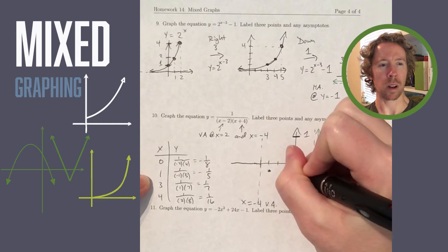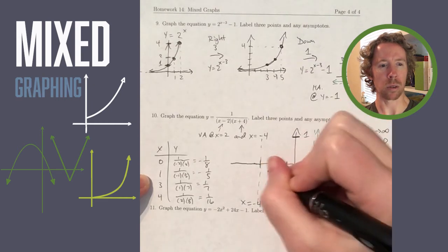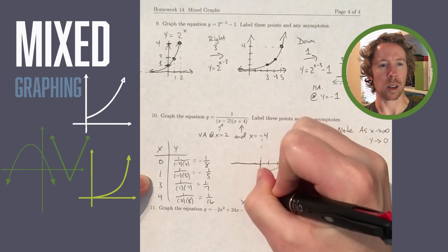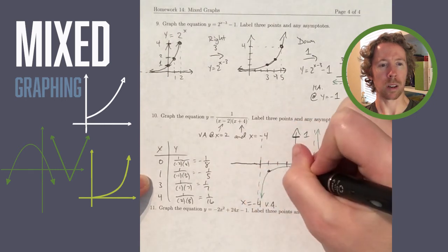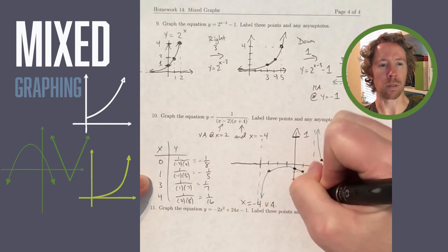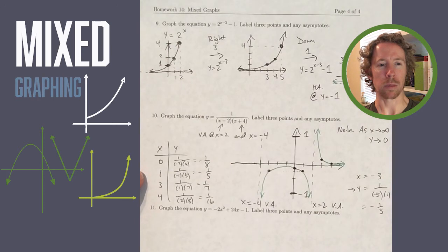All right, and then I went ahead and figured out the y value at x equals negative 3. Gave me y equals negative 1/5. So I could make sure I knew what the behavior looked like from negative 4 to 2.